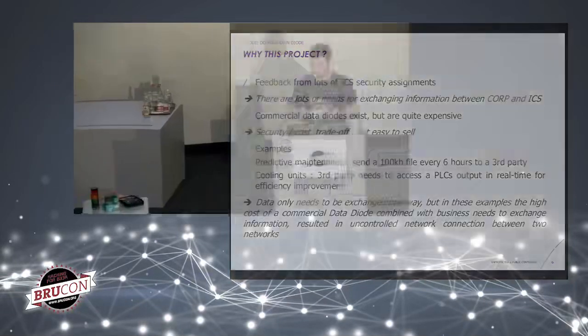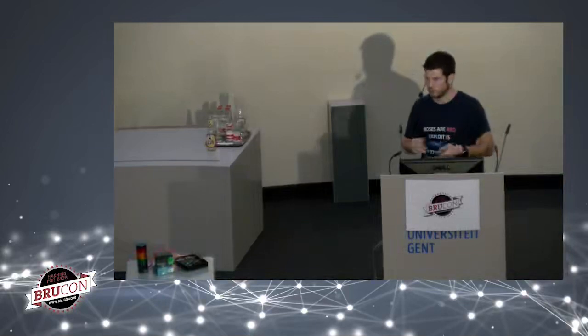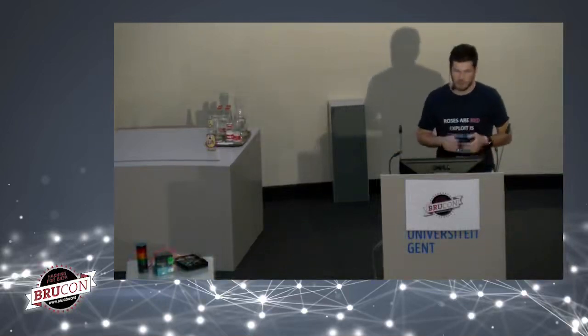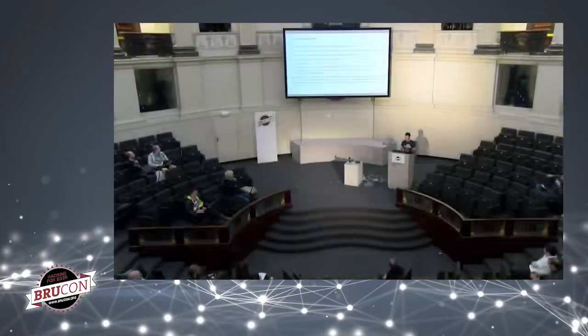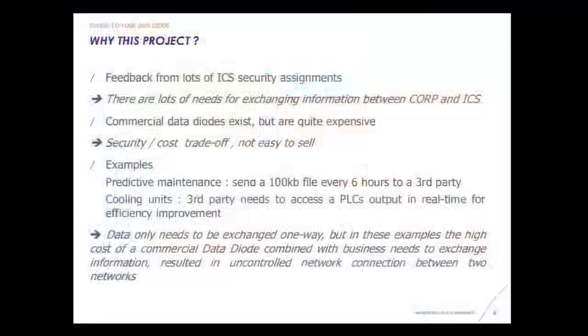The first one is predictive maintenance. For example, you have a provider that asks you to send a 100 kilobyte file every 6 hours to their data center. They use this data to perform some kind of big data analysis to predict when the hardware is going to fail. That's the whole idea. As you can see, it's really slow bandwidth. It's not even critical, because if you are not able to perform the predictive maintenance for 2 or 3 days, that's not going to endanger your physical process.